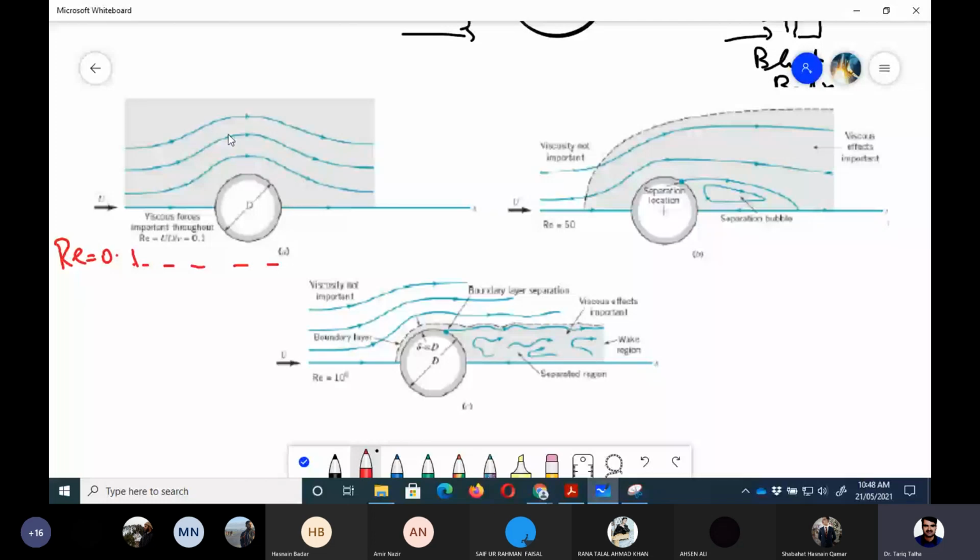And then there is another thing, that the streamlines are symmetrical. Let me write: streamlines are symmetrical. How are they symmetrical? If I draw a vertical line from the center, you can see that whatever the streamline was here, the mirror image is on the right hand side. So the flow is symmetrical, and there is no flow separation.